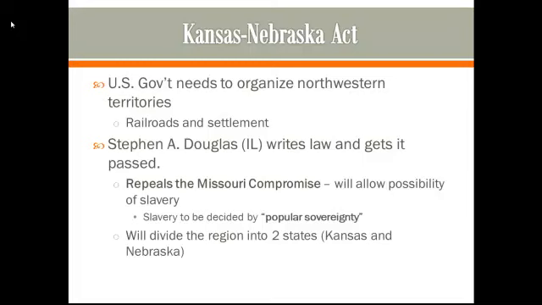This law repeals the Missouri Compromise. It takes that line that was written on the map that divided slave state from free, and it allowed the possibility of slavery in new northern territories. Stephen A. Douglas believed very firmly in popular sovereignty. He believed that Americans could simply vote to decide if they should be free or slave.